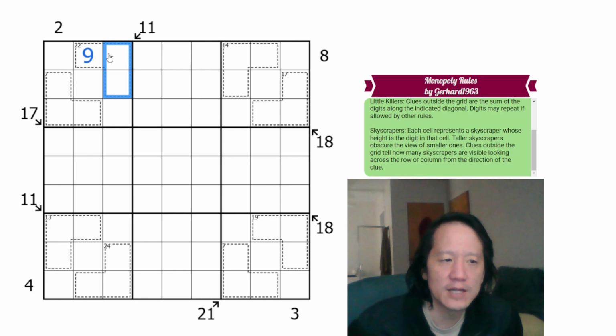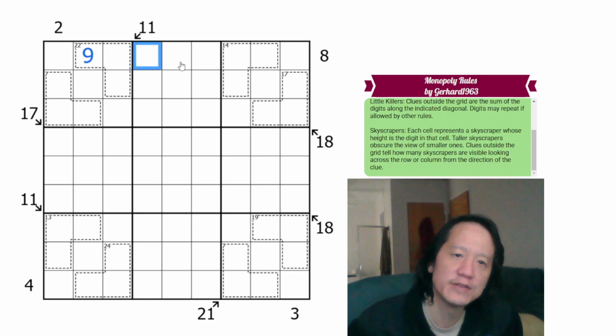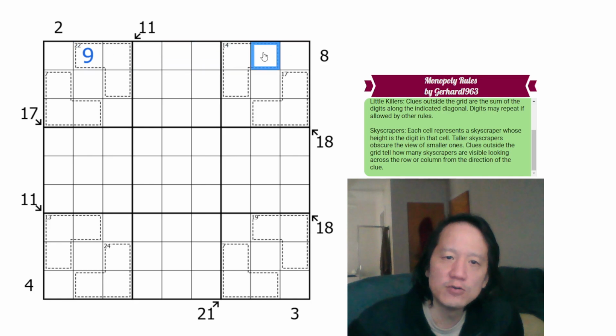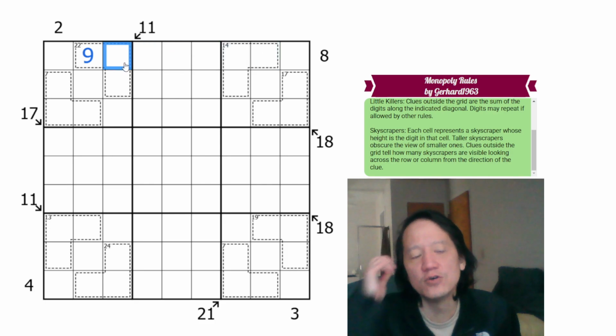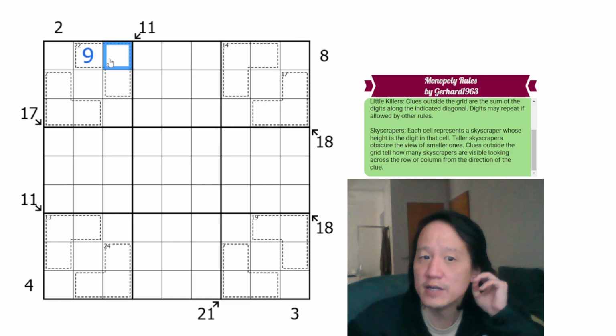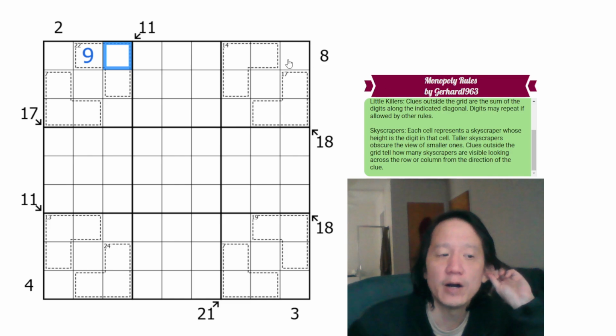What does that mean? That means this digit must be higher than this digit, which must be higher than this digit, which must be higher than this digit, because it must see 8 again, right? So every single one of these must be increasing, like a thermometer. So if you have seen other puzzles that I've solved, we've had thermometer rules, right? And this is similar to a thermometer rule.